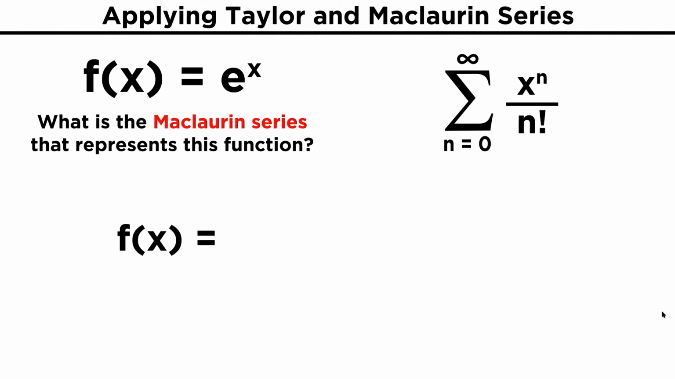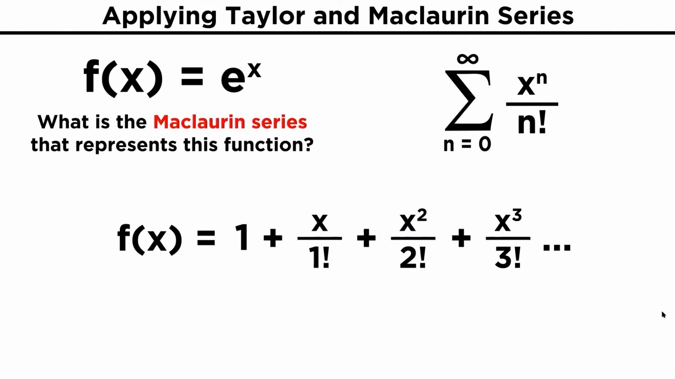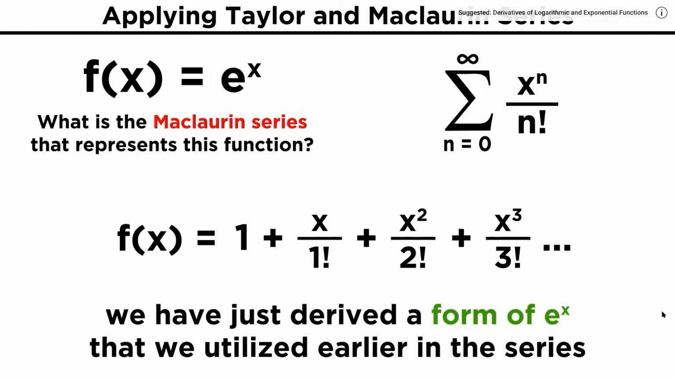We can therefore quite easily begin writing out the series with x to the 0 over 0 factorial, or simply 1, plus x to the 1 over 1 factorial, plus x squared over 2 factorial, and so forth. This should look very familiar, as we have just derived a form for e to the x that we utilized earlier in this calculus series. That form was actually the Maclaurin series for the function.